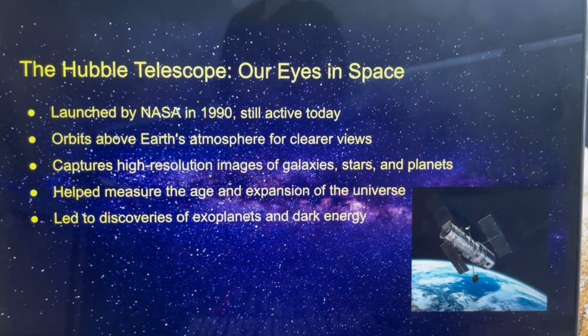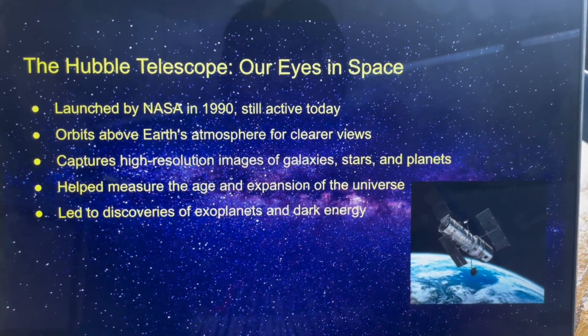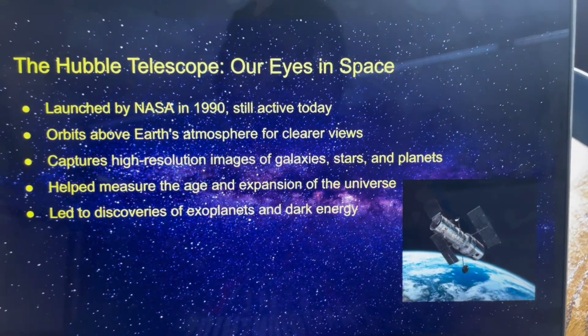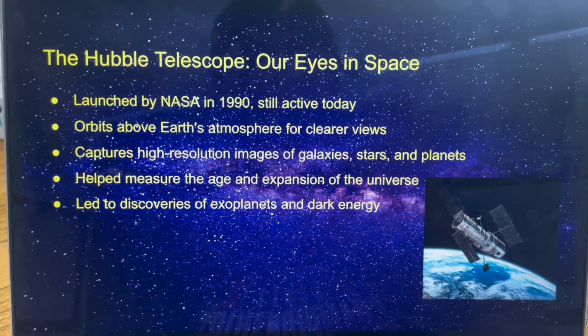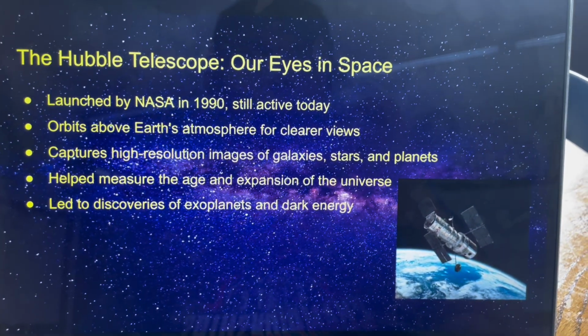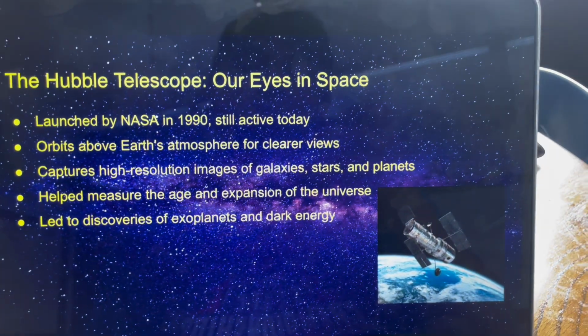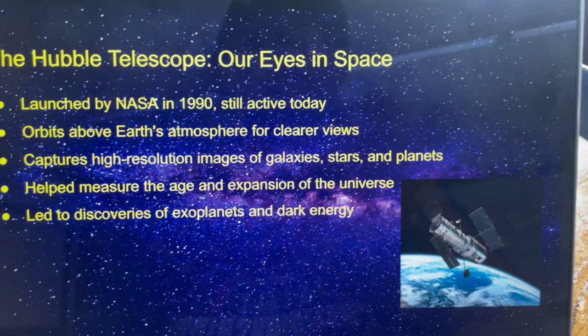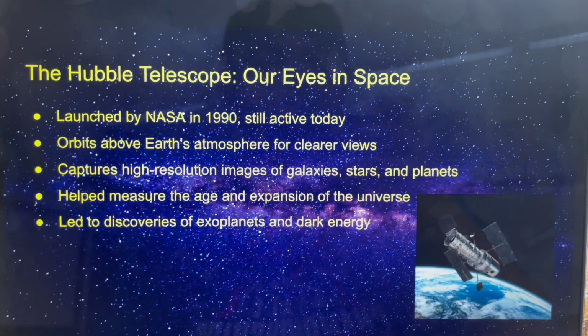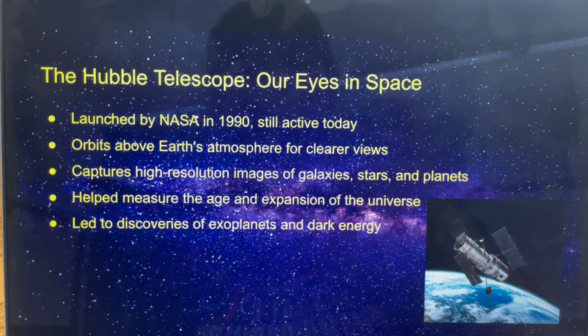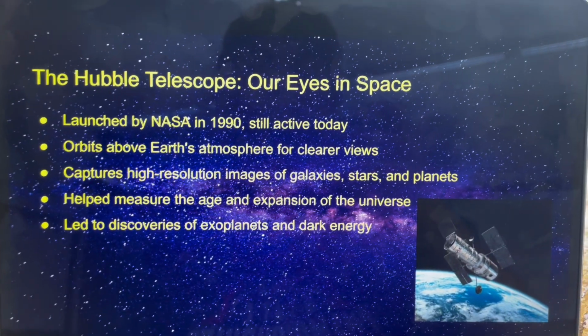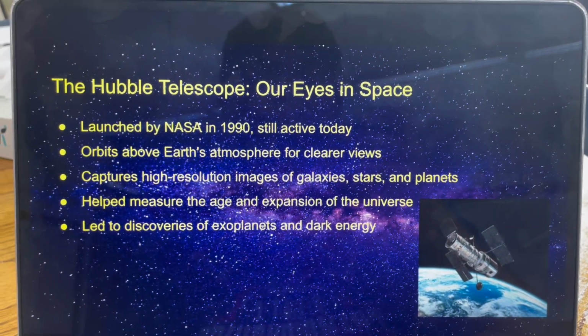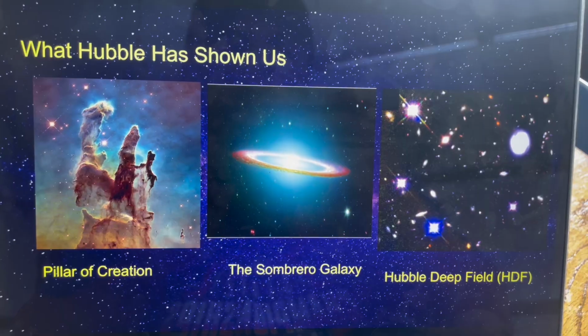This space tool has really helped us a lot and led to discoveries of exoplanets, dark energy, and many others. Through this tool, we've been able to capture images that we haven't been able to capture ever before the Hubble telescope. It orbits above Earth's atmosphere for clearer views, and in the next slide you'll see the images and how well it has captured them. So what has Hubble shown us?